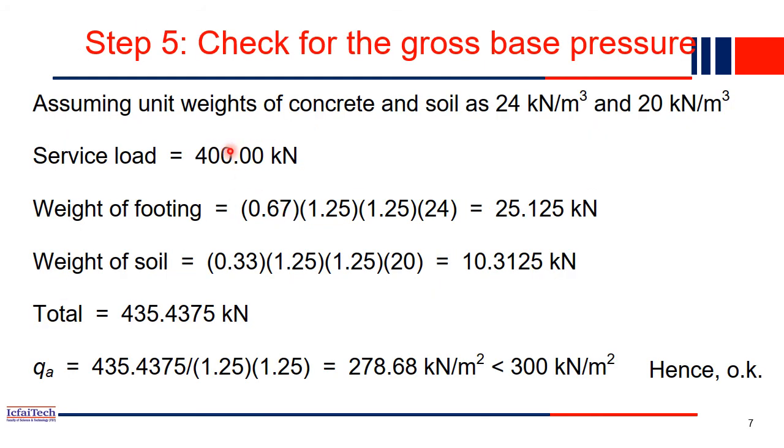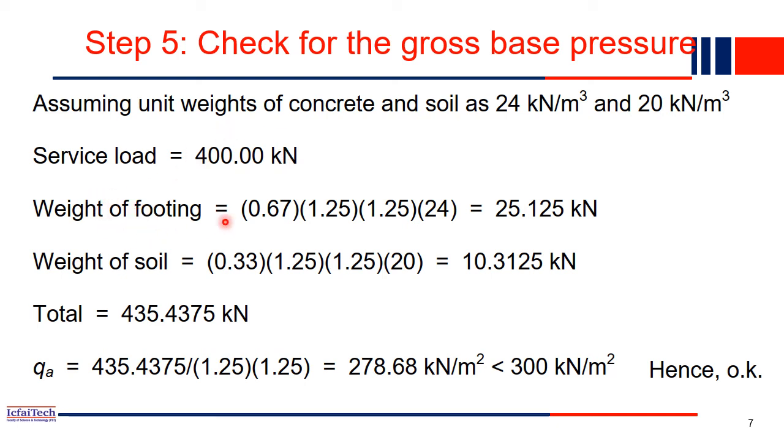Now the last step, step 5, is the check for the gross pressure. So we have to check whether our base, or the soil, can take the entire load, the entire stress or not. So how much is the service load? Assume the unit weight of the concrete is normally 25 kilonewton per meter cube, which is with reinforcement, but here we are considering plain concrete without reinforcement. That's why the unit weight of 24 kilonewton per meter cube is considered, and the unit weight of the soil is 20 kilonewton per meter cube, and the service load given to us is 400.